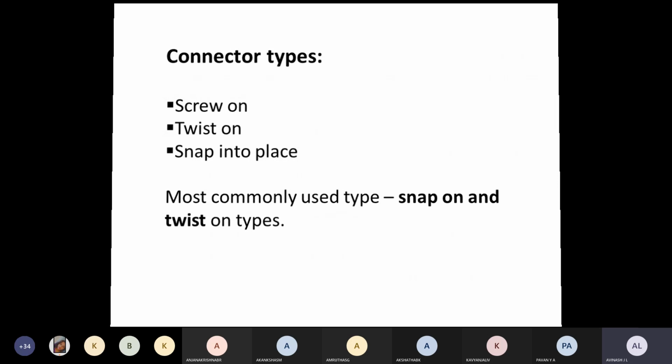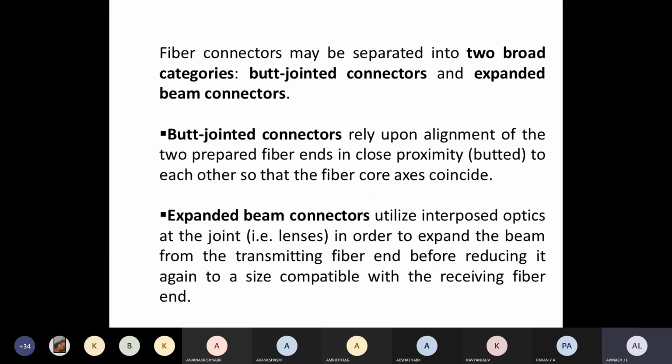So once you take this one, we will move to the next one. The fiber connectors may be separated into two broad categories: butt joint connectors and expanded beam connectors. So what is this butt joint? That means one next to another. So that is called butt jointed connectors.